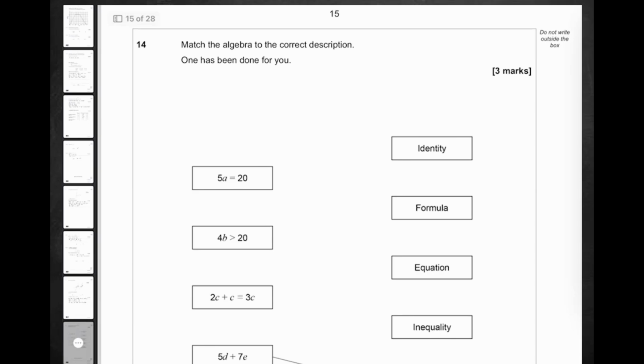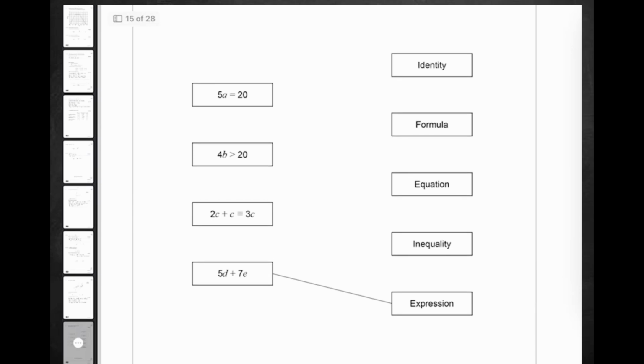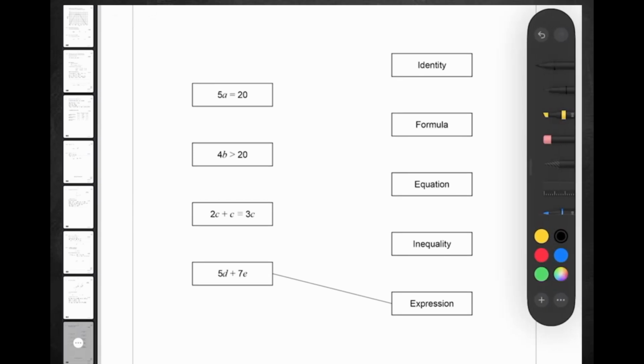Question number 14. Match the algebra to the correct description. One has been done for you. So 5d plus 7e is an expression. 5a equals 20 has an equal sign in it, making it an equation. 4b is greater than 20 has a greater sign in it, so it's going to be an inequality. And 2c plus c is always equal to 3c is going to be an identity that is always true.